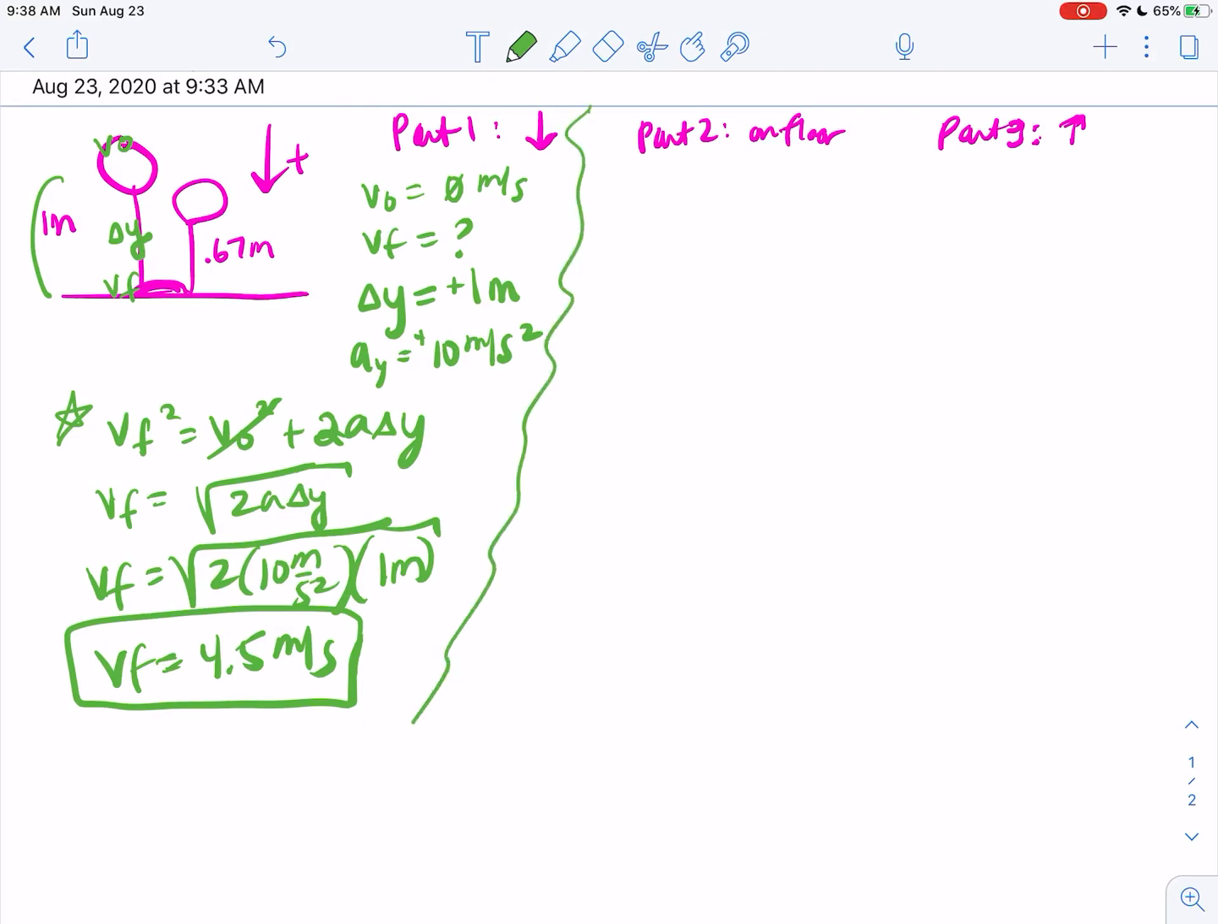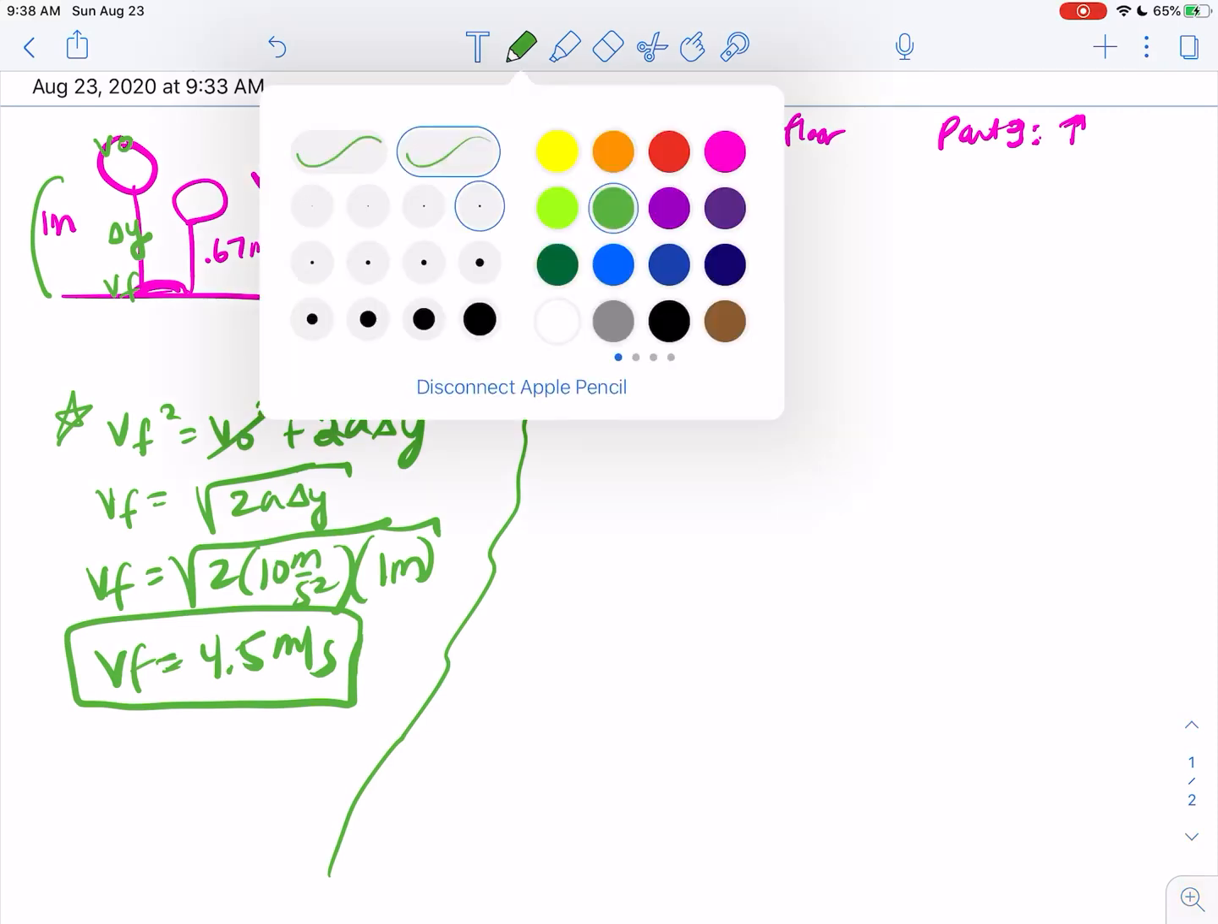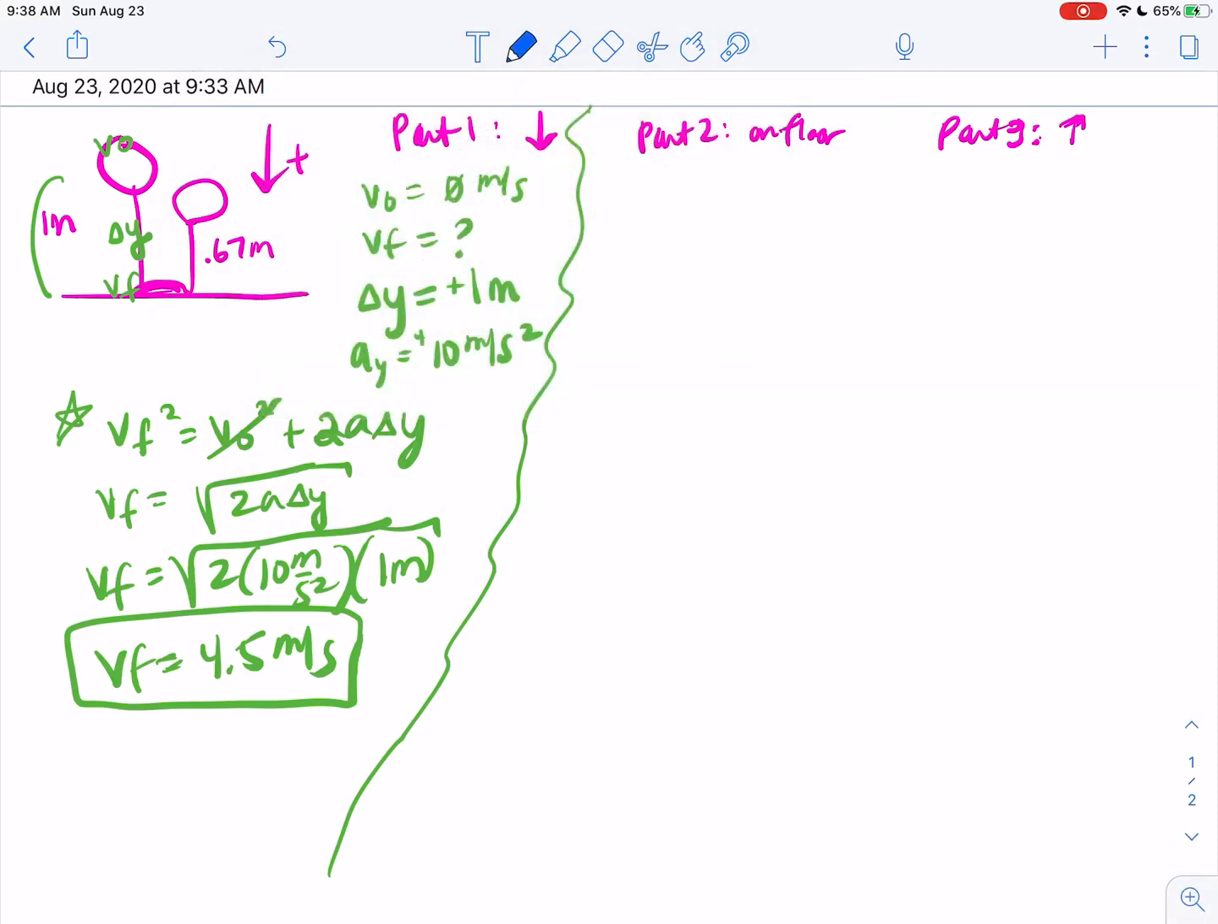Okay, let's move along. Let me just go to part 2. So now when I'm in part 2, my V naught is the same as this VF, and then this VF out of the floor is the same as the next part's V naught, because you're moving to the next version of it. So my V naught entering the floor is positive 4.5 meters per second.